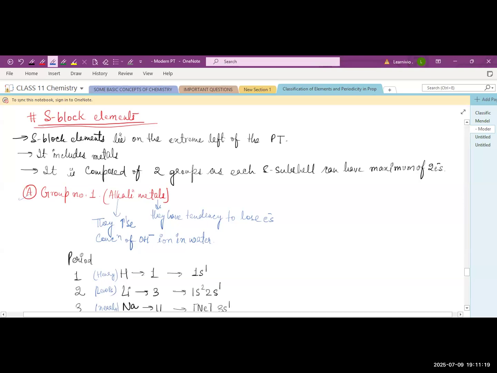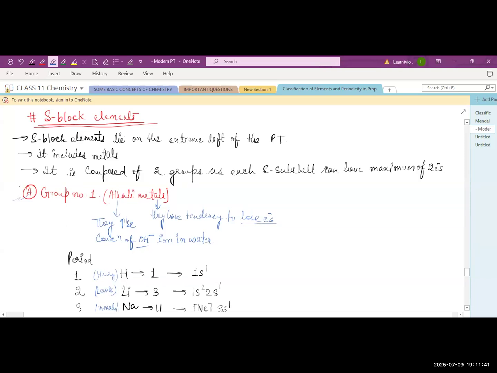And we know what metals are: they have the tendency to lose electrons. When these alkali metals are put into water, they increase the concentration of OH minus ion in water. So this is our group number one, alkali metals.